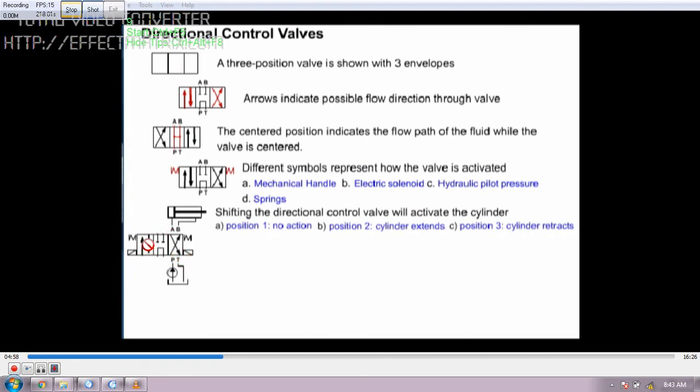When it is in this position, the flow of oil will come from here through this. This block will be shifted here. So this flow will go to A here and push the piston, and from B the oil will come back through this arrow into the tank. And similarly, when the block is in this position, the oil will come here, go through this arrow and go to B here, push the piston this side, and the oil in the other side, A, will come through this arrow and come back to the tank.